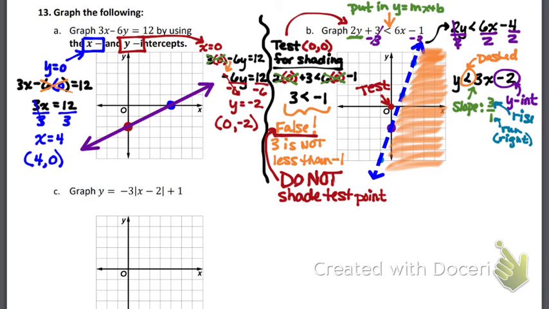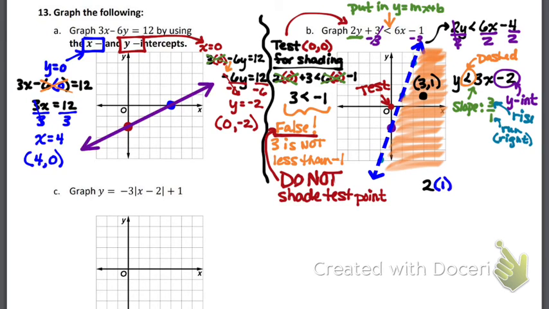How can I check it? How can I check to make sure I'd shaded this correctly now? I'm not sure. What can I do? Pick another point that's in the shaded side. So, is this on the shaded side? That's 3, 1. I can substitute that in and see what happens. Yes, sir. Yes, you may.